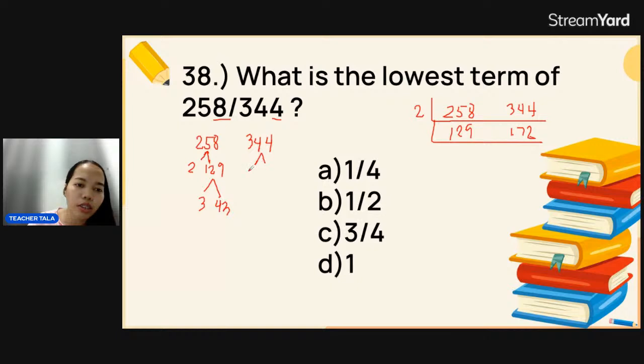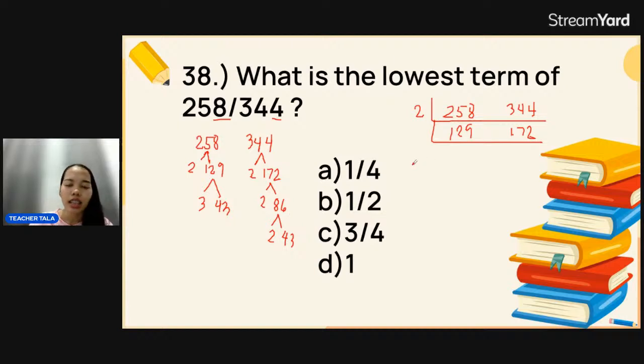Now, let's go to the 344. That's 2 times 172. So it can be divided by 2 again. So that's 86. So 86 can still be divided by 2. That is 43. There, we got it.